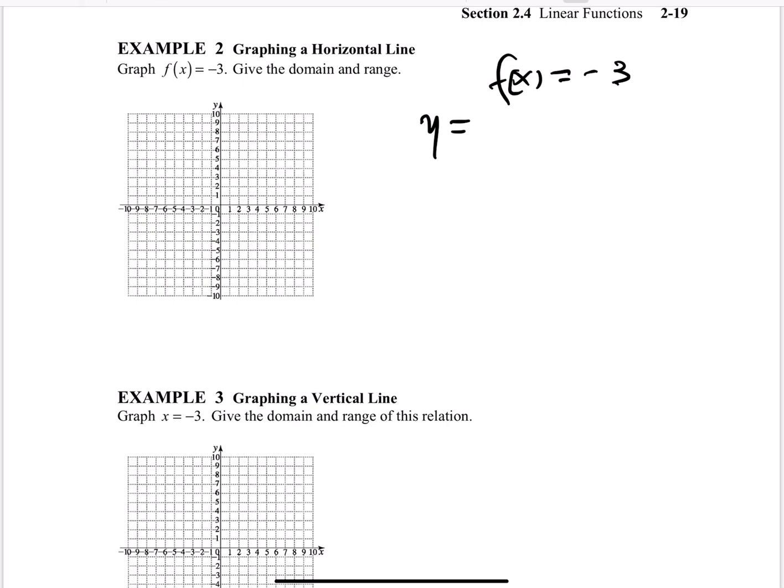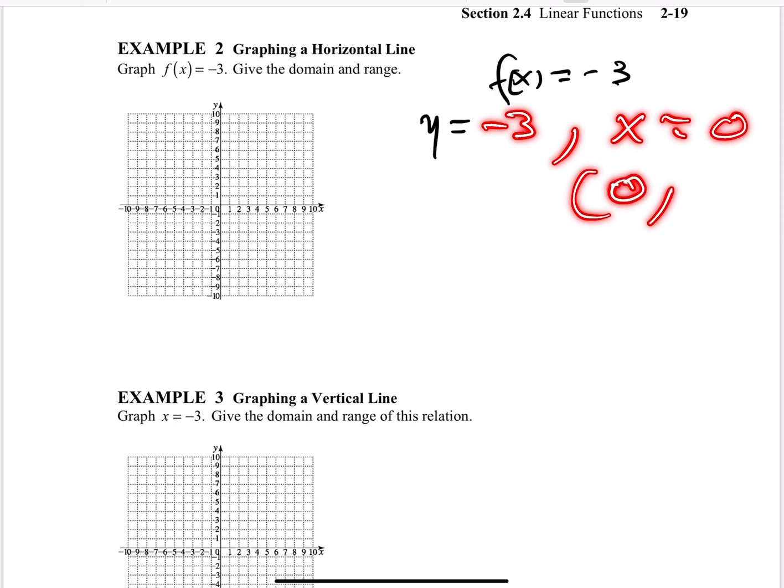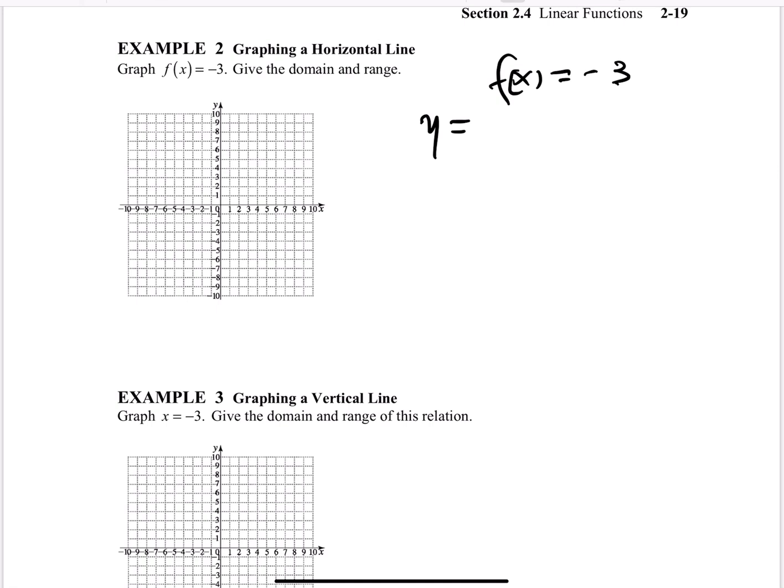And f(x) is negative 3. So that means y is equal to negative 3. And when x is equal to 0, then we will have the point (0, negative 3). And you can tell negative 3 is the bottom one, and we have negative 3 here, okay?